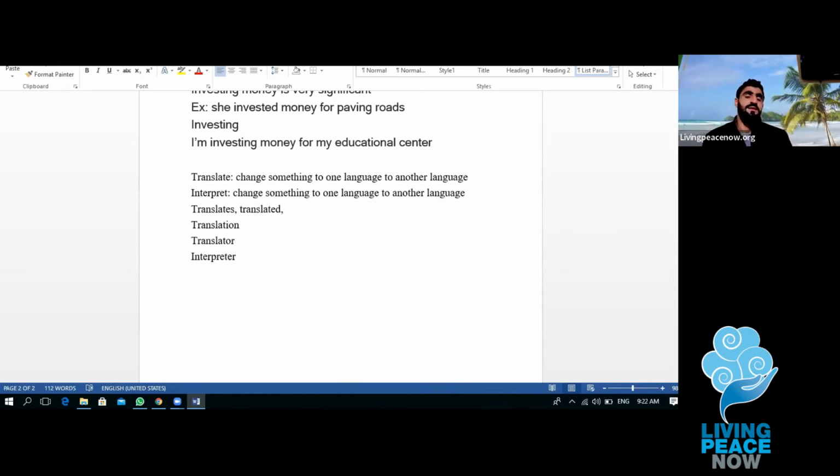interpreter. Maybe one time a person asks you, what's the difference between translation and interpretation? Interpretation is the noun, yeah? You should tell them translation means text changing and interpretation means speech changing. If you interpret my speech, don't say translate. If you convert my speech, that means interpretation. If you convert a text, that means translation.